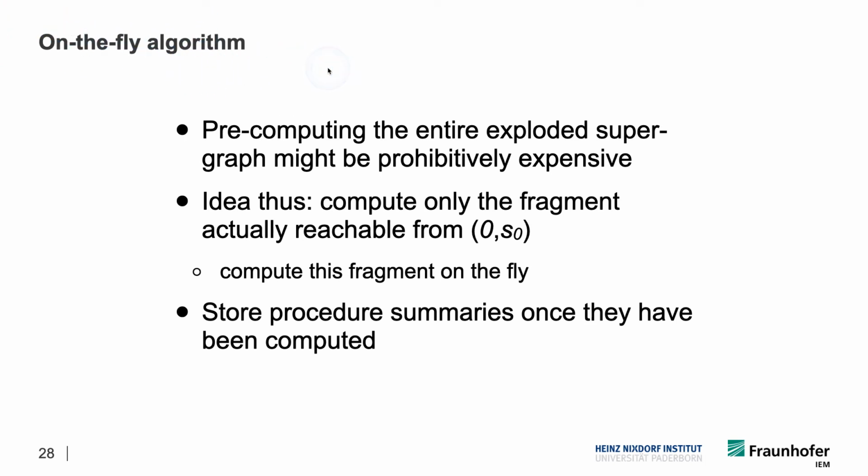And so the idea is behind the following, which we and also the authors in the paper call an on-the-fly algorithm. The idea is just to compute only that fragment of the graph that is actually reachable from the statement S0 and from the tautological fact at the statement, right? So anything that's reachable from there, we compute, and the rest we simply omit because we know by definition it's not going to be reachable anyways. So there's no need to compute it.